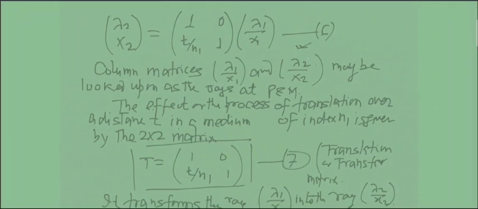So this is your equation 6. Column matrices. These are basically your column matrices. Now let us understand why they are being called column matrices.